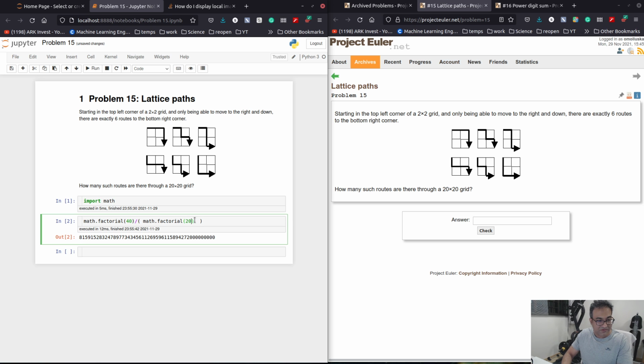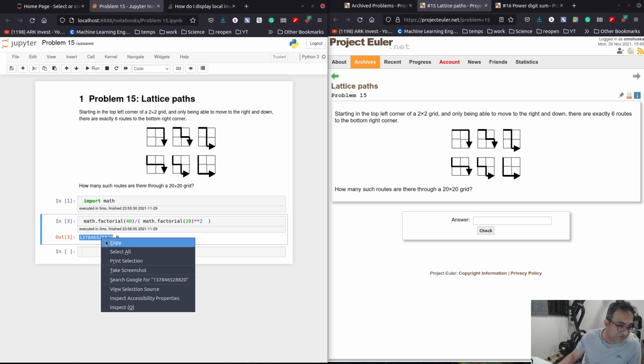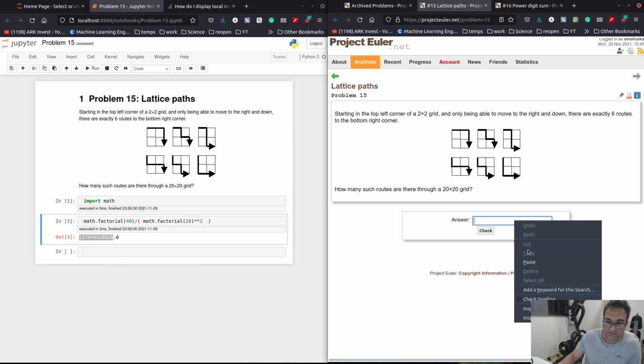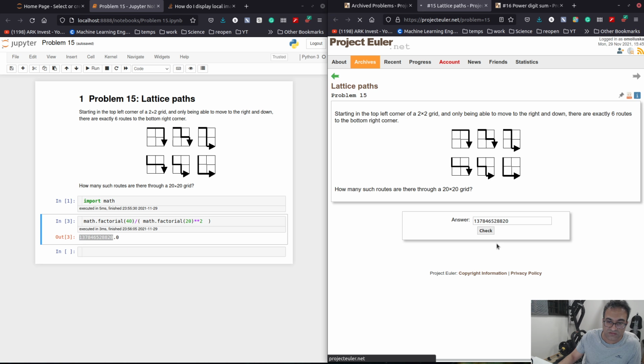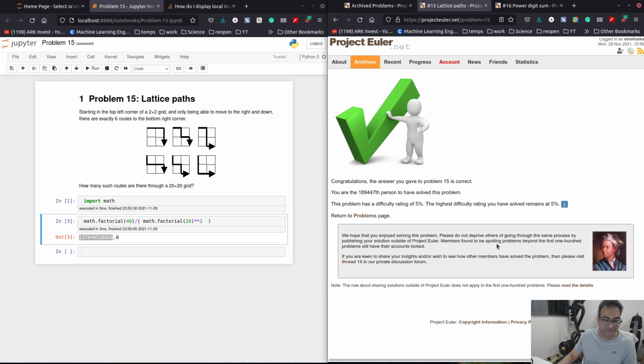20 squared. Okay, there are that many. That's a really large number of routes. Is it correct? Okay. Wow. Okay, we solved this quite fast. Let's save this. Let's go to the next problem. This was quite easy.